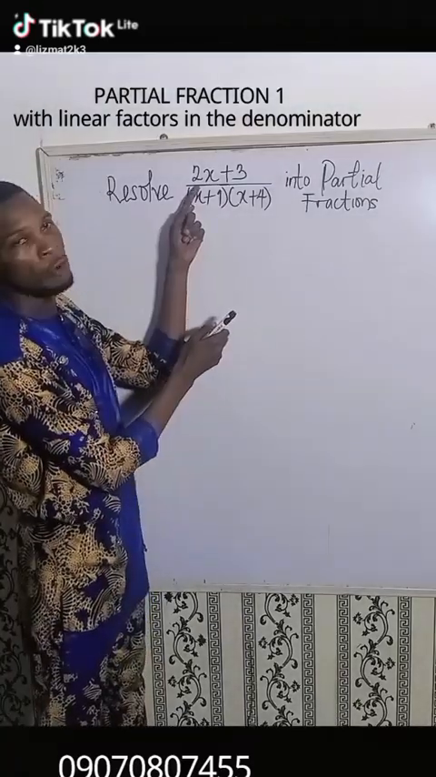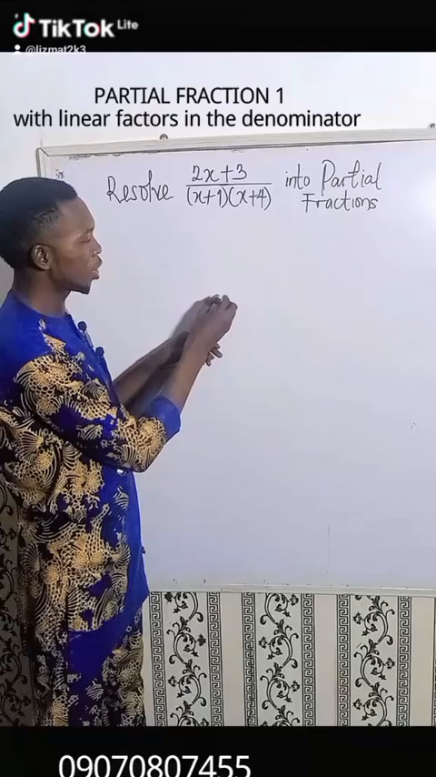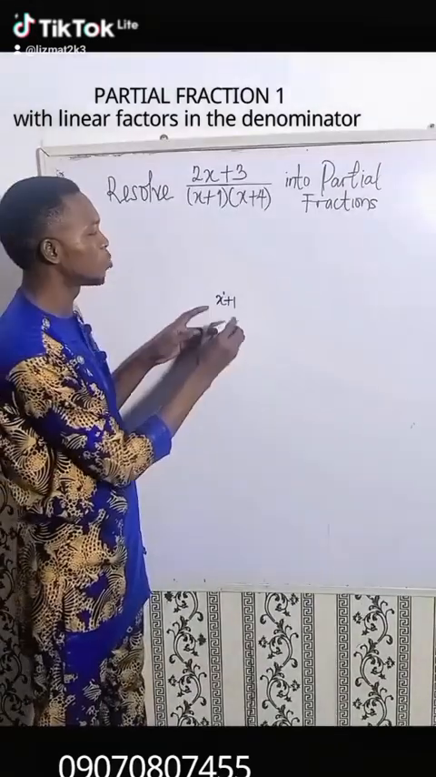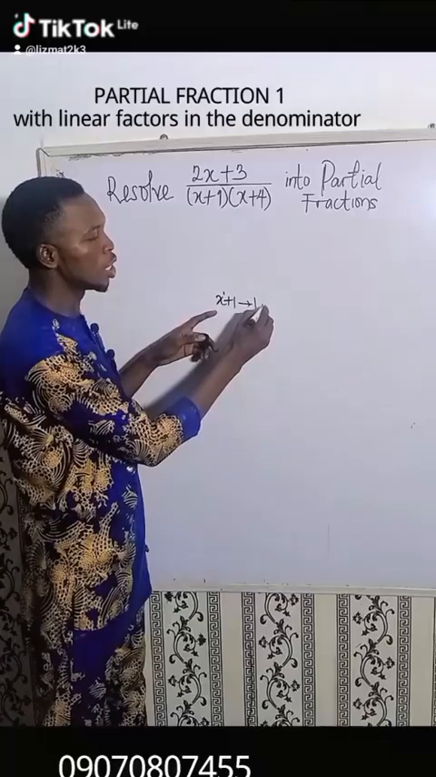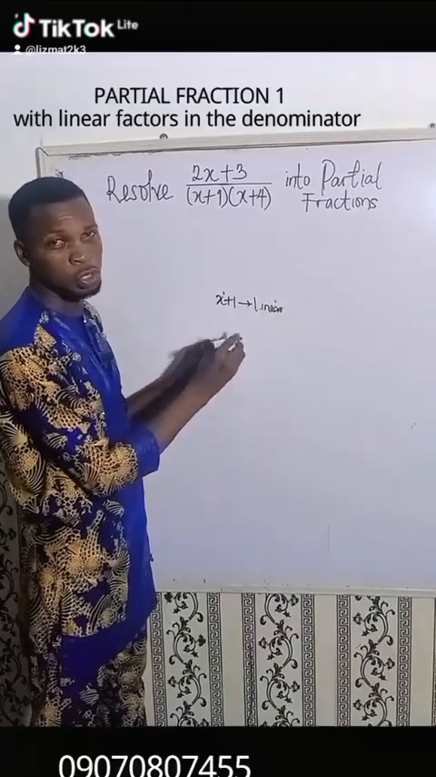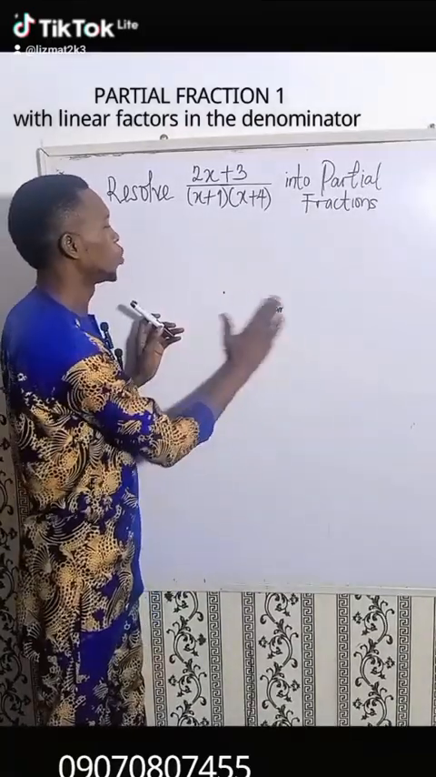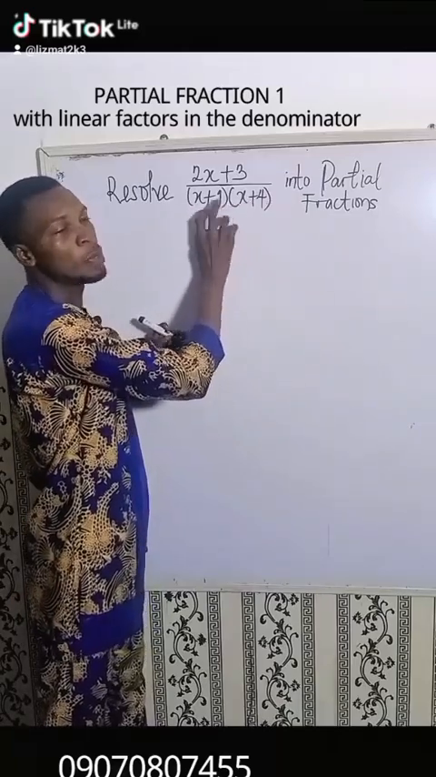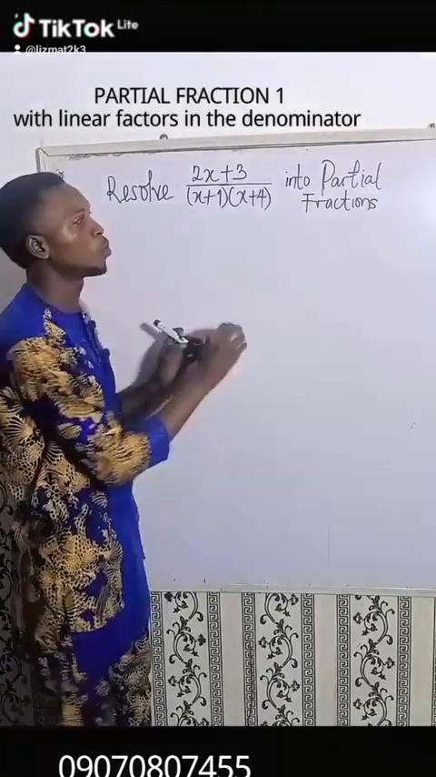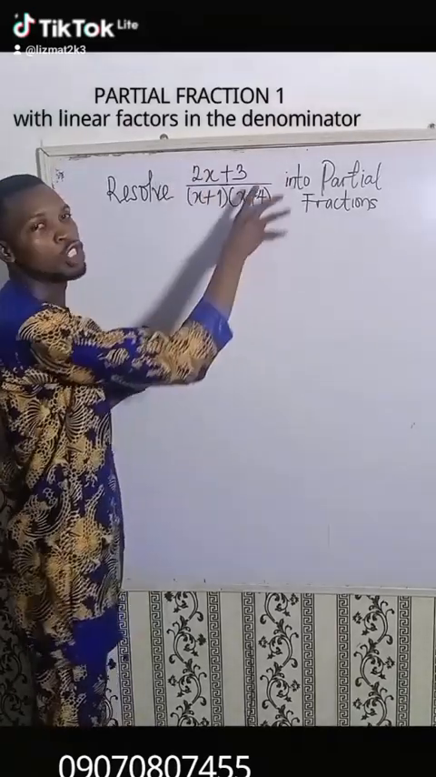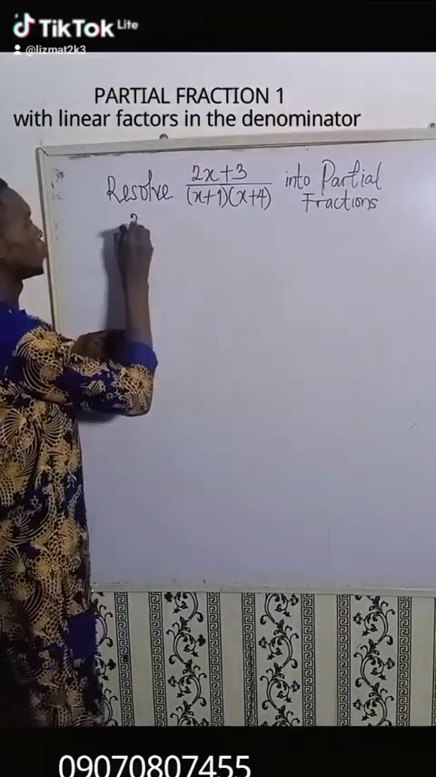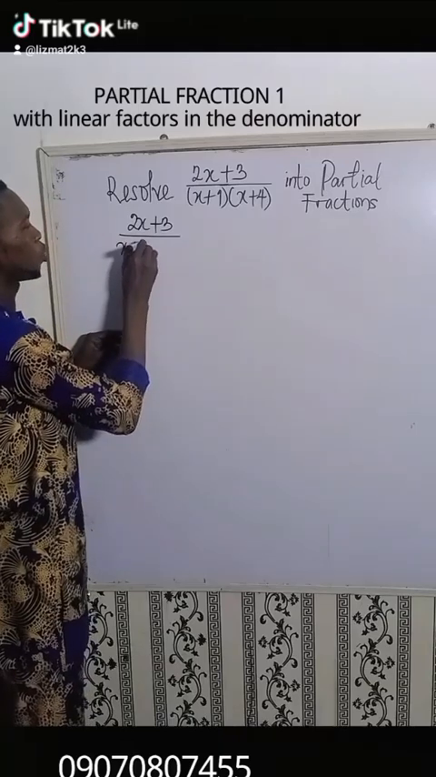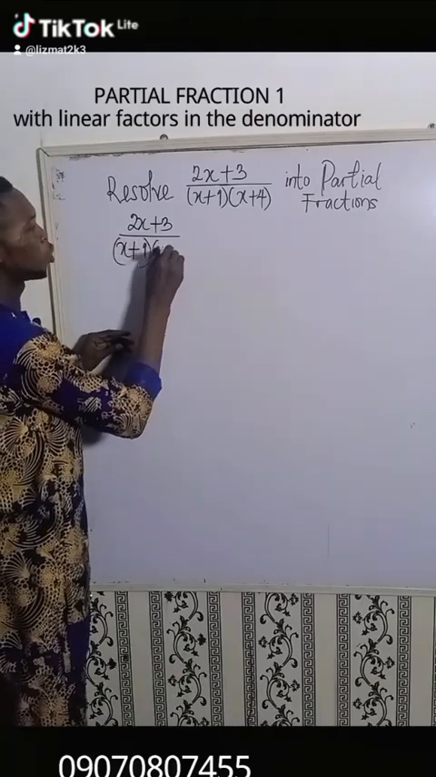You will check the power of x. Here we have x + 1. The power of x here is 1. This means that this is a linear factor. Do you understand? Yes, exactly. So now that I know the two denominators are both linear factors, I can express this main algebraic fraction as (2x + 3) divided by (x + 1)(x + 4).